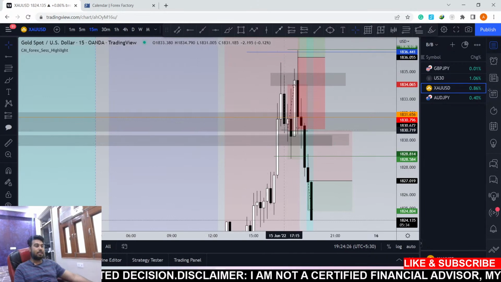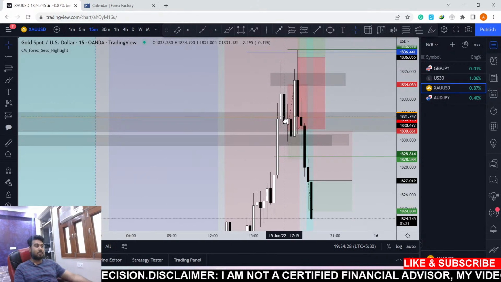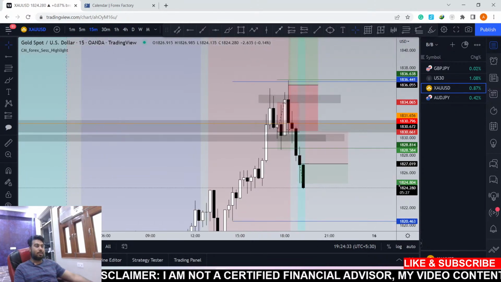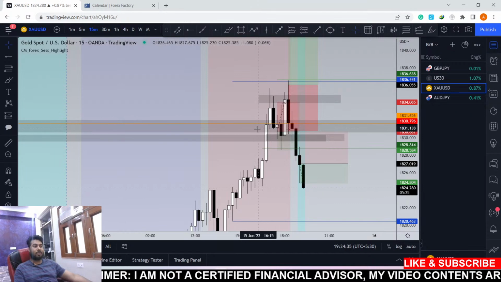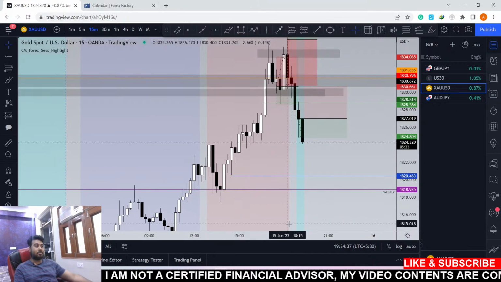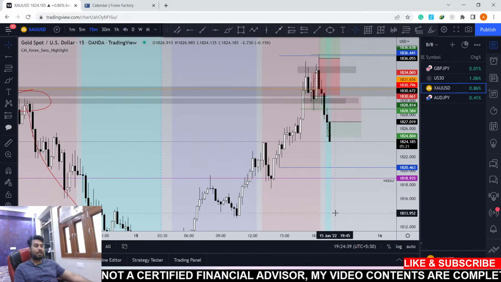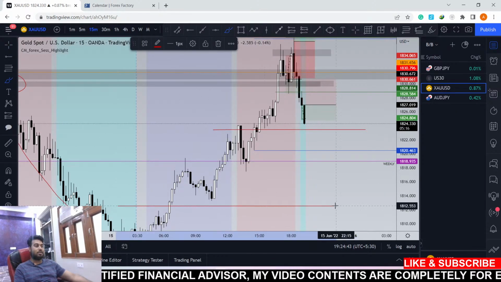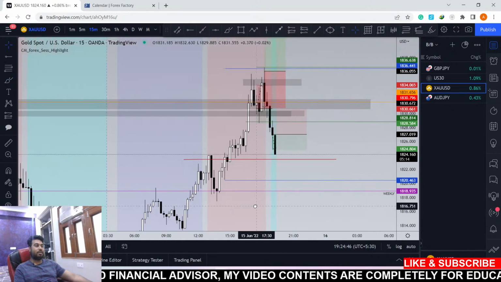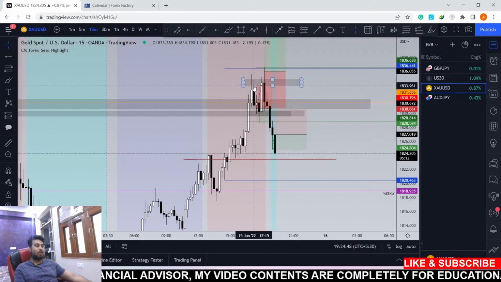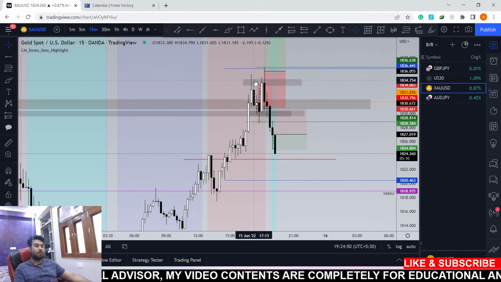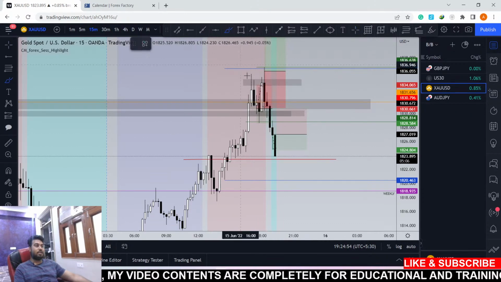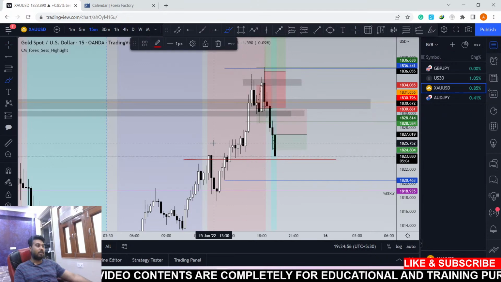And the other thing is, this is not the sort of trade which I usually take. I wait for a break of the previous 1 hour or 4 hour. At that time, the 4 hour line was somewhere around this area. This was my 4 hour line. The market had already moved a lot.